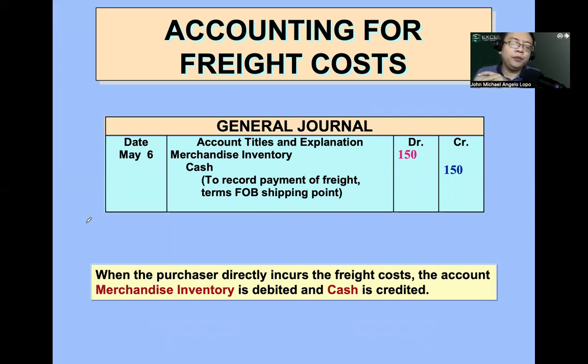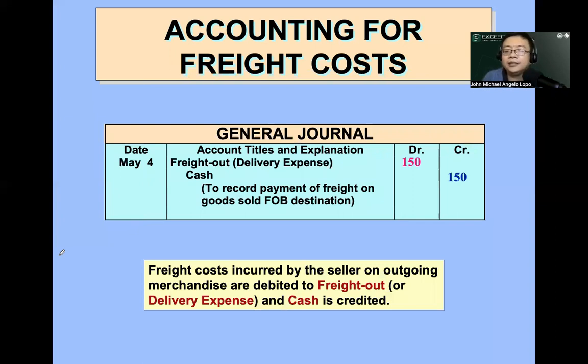To record the payment of freight, terms FOB shipping point, you have here 150. You debit merchandise inventory 150 and credit cash 150. When the purchaser directly incurs the freight cost, the account merchandise inventory is debited and cash is credited. So again, in the perpetual inventory system, we record it directly to your merchandise inventory.